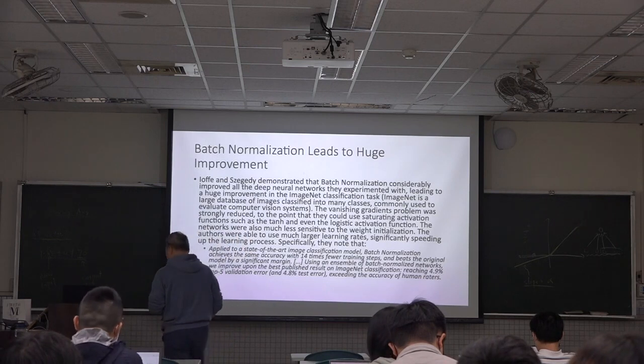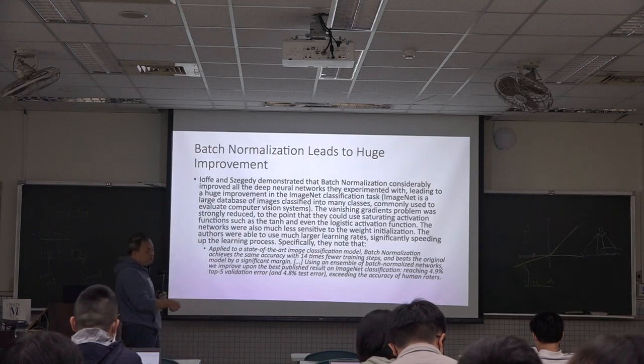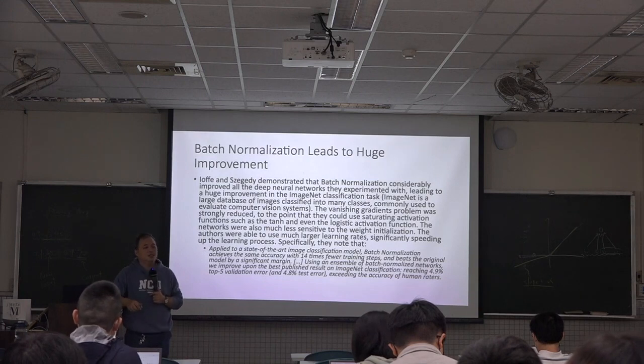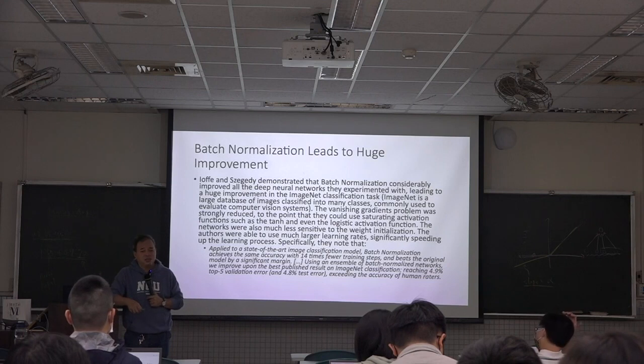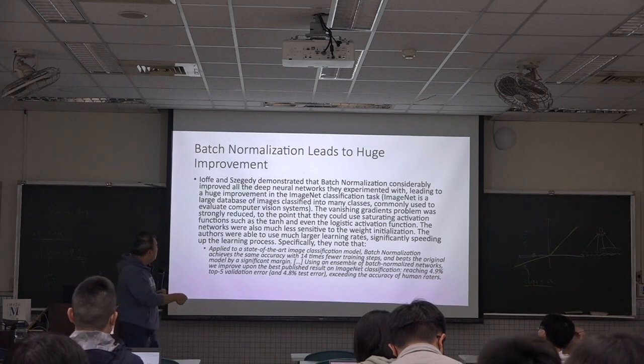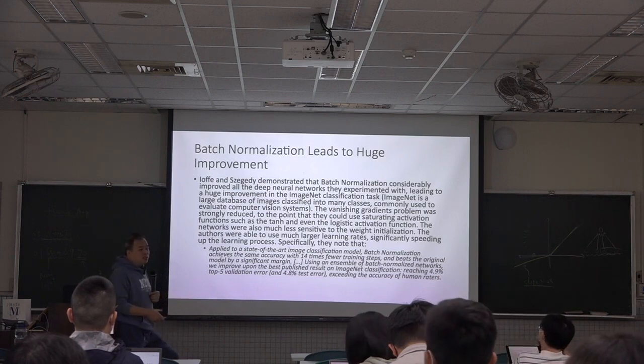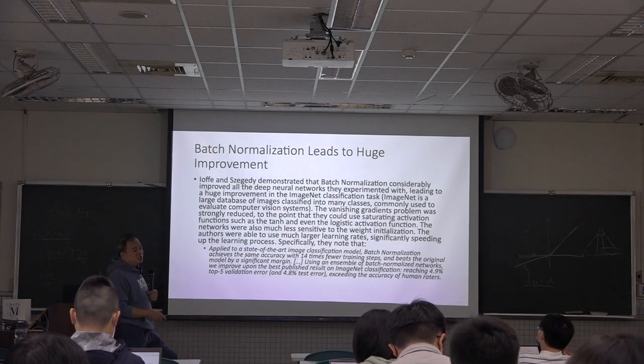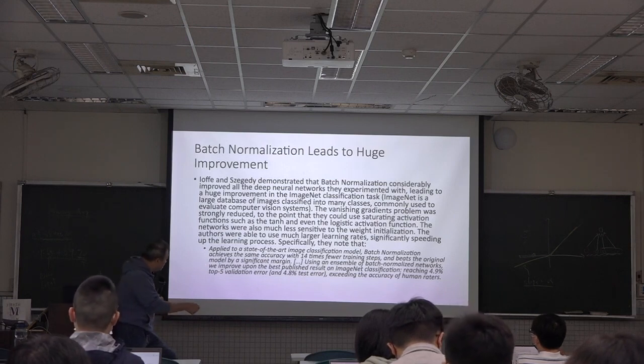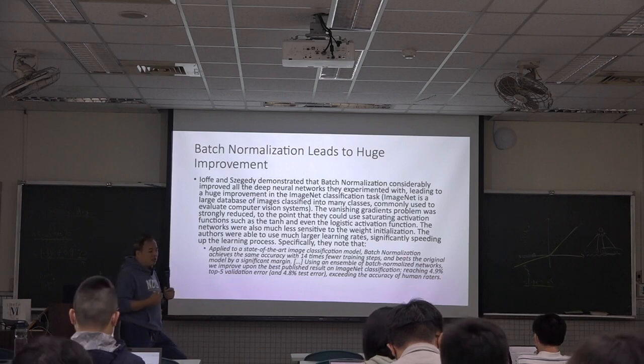Of course this may not be news nowadays. We all know that in a lot of tasks, a deep learning model is able to outperform humans. Nowadays everybody thinks it's natural, but this paper was published in 2015, seven years ago. At that time, they still thought that in a lot of tasks humans were better than the deep learning model.